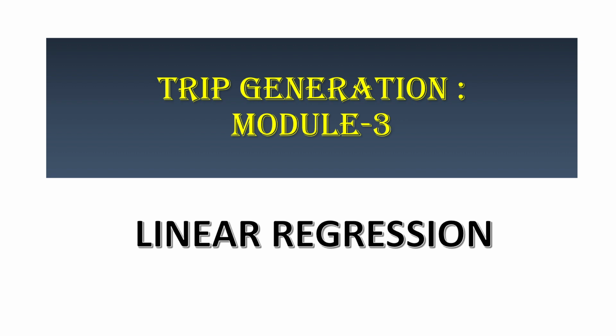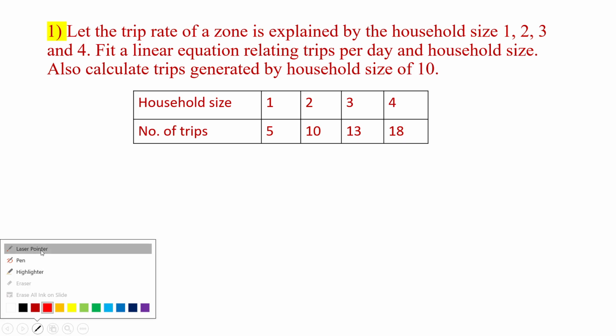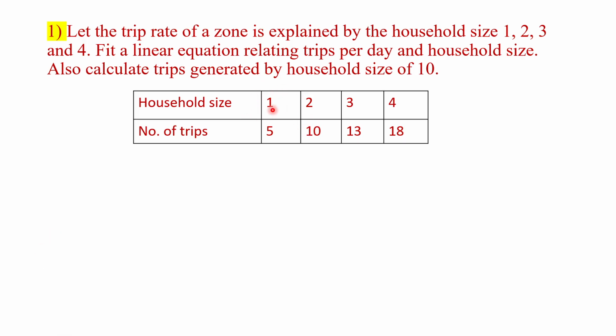In trip generation problems, we are mainly dealing with linear regression. So for example, let's have a problem. Let the trip rate of a zone be explained by household size. Fit a linear equation relating trips per day and the household size, and calculate the trips generated by the household size of 10. So household size means the number of people residing in one household. Okay, so household size 2 means it is a house in which two persons are living.